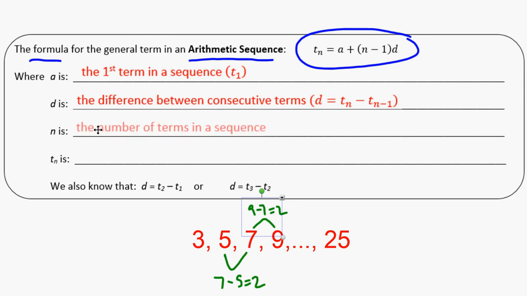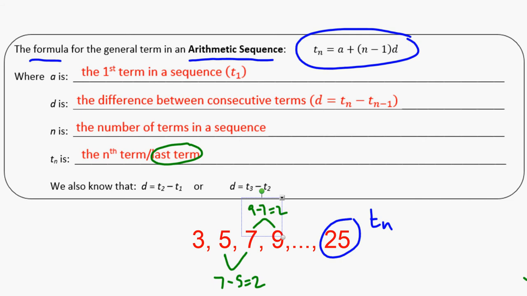Next, n is the number of terms in the sequence. Tn is either the nth term, so the general term, or we can also know it as the last term. We also know d is equal to t2 minus t1 or t3 minus t2, it doesn't really matter as long as you take consecutive terms and subtract them. So either tn is a general term or tn is the last term.